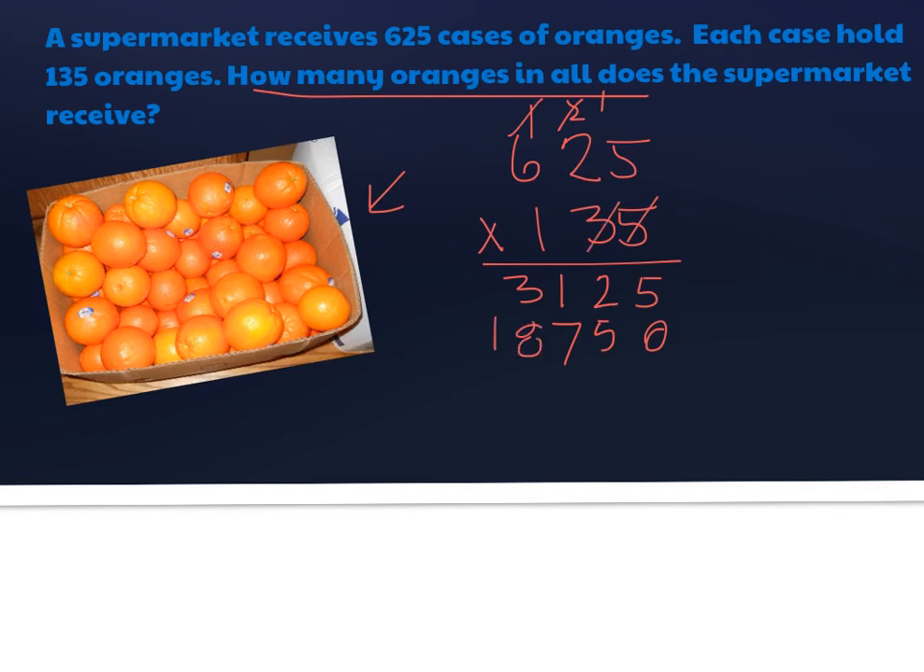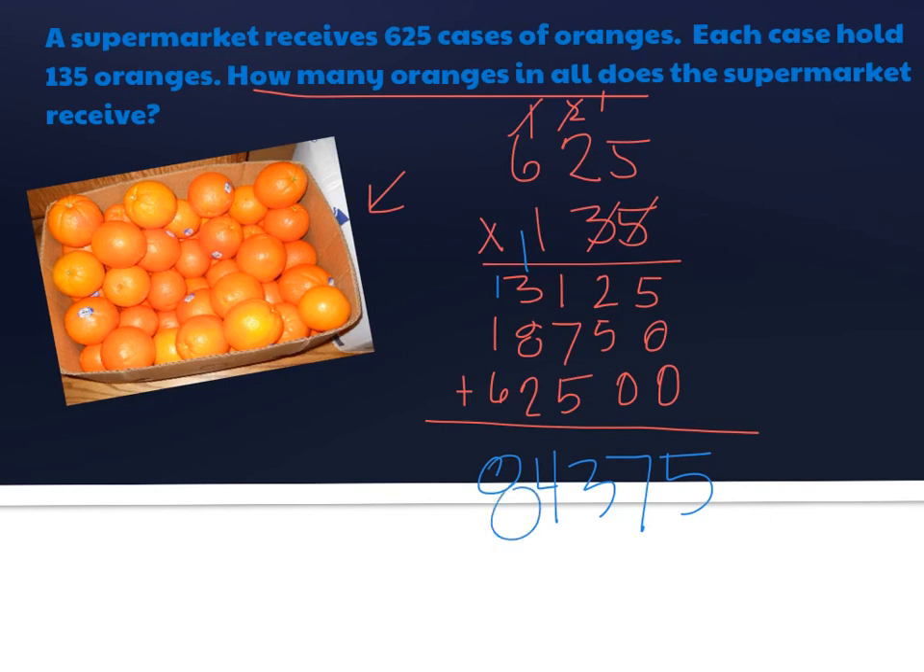And then finally, we're going to multiply by the hundreds. 1 times 5 is 5. 1 times 2 is 2. 1 times 6 is 6. And then add them all together. And we have 5, 7, that's 12, 13, 10, 14, and then 8. So 84,375 oranges.